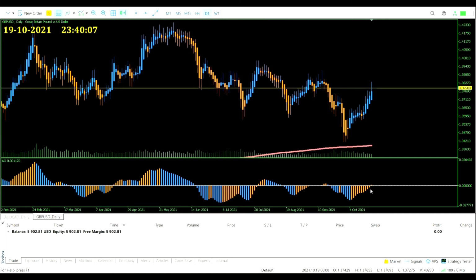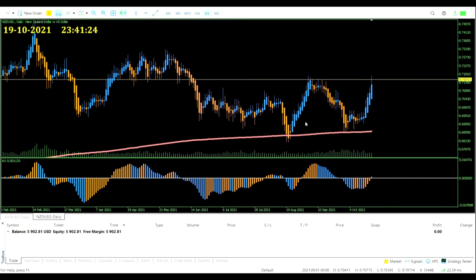Great British Pound US dollar. We are seeing the oscillator close above 0 today. Price is pretty far above the moving average. So that does mean we can now focus in for buy trades. If this flips to orange, then flips back, we're going to be looking to get in. Same story for the New Zealand dollar, US dollar. Oscillator now above 0, so we can watch out for buy signals.